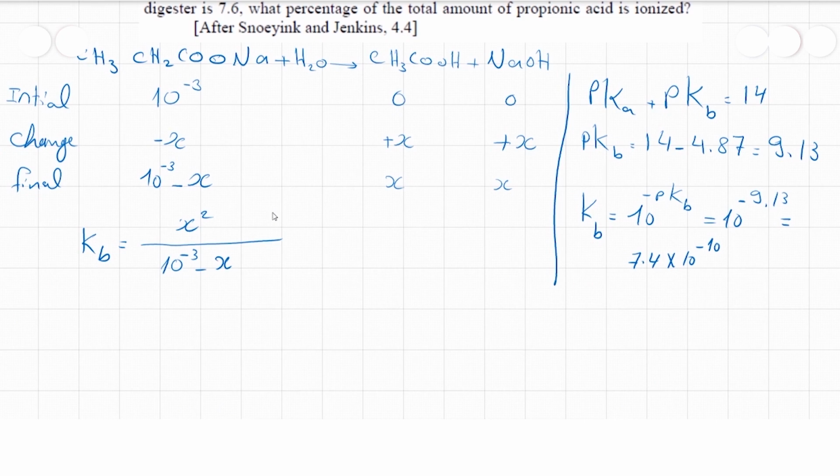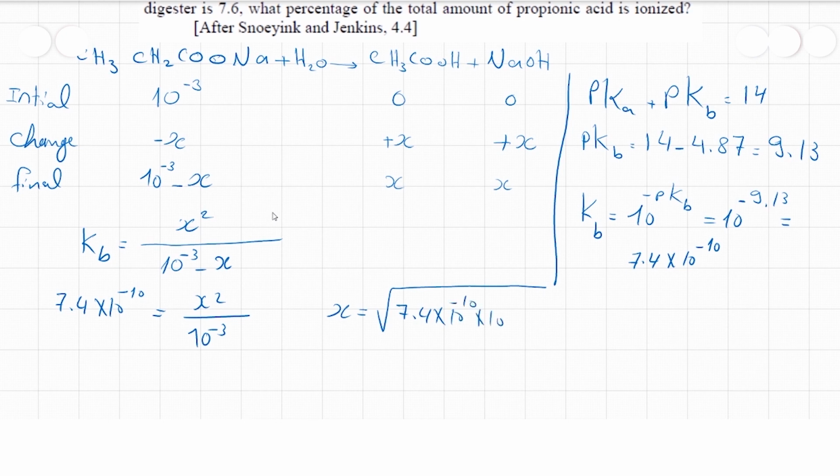We can see this is a very small value, so we will ignore the minus x and we will substitute here in the value of Kb. So I have 7.4 multiplied by 10 to the power minus 10 equal to x squared divided by 10 to the power minus 3. It will give me that the x value is equal to the square root of 7.4 multiplied by 10 to the power minus 10 multiplied by 10 to the power minus 3. The x value is equal to 8.6 multiplied by 10 to the power minus 7.